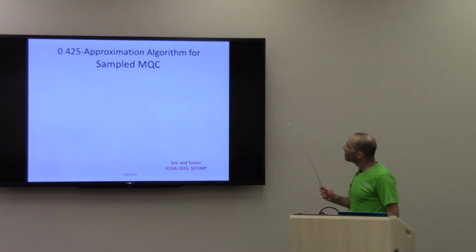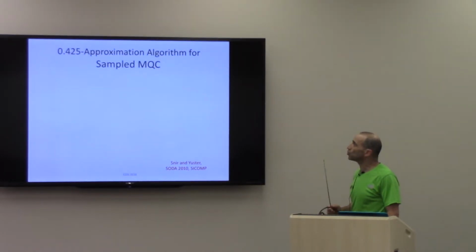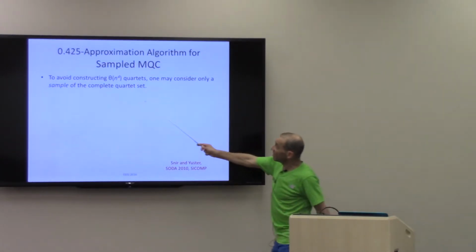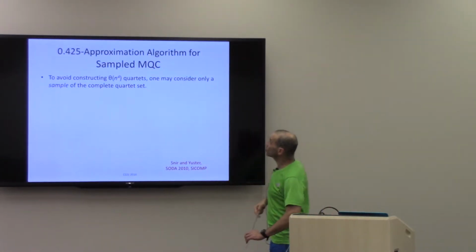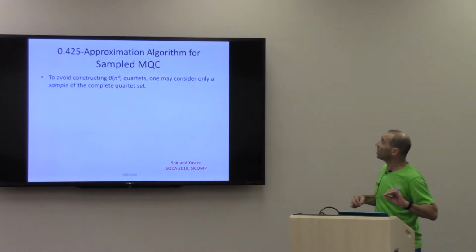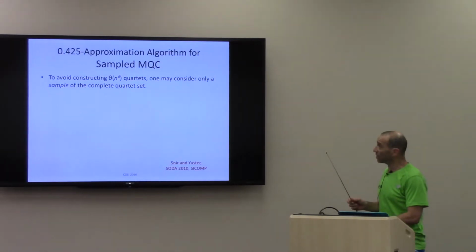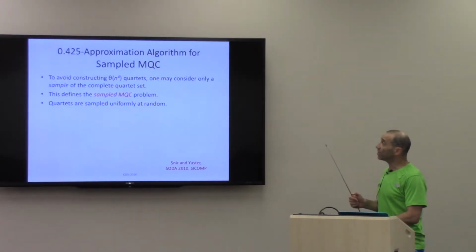So let's see now the strong results of approximation. To avoid constructing theta n to the 4 quartets, one may consider only a sample of the complete quartet set. So we sample quartets here, and that defines the sampled MQC problem. Quartets are sampled uniformly at random.